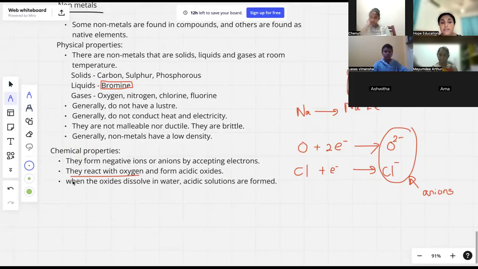Okay, I'm sorry. So they react with oxygen. Let's take carbon, for example. Carbon reacts with oxygen and forms carbon dioxide.